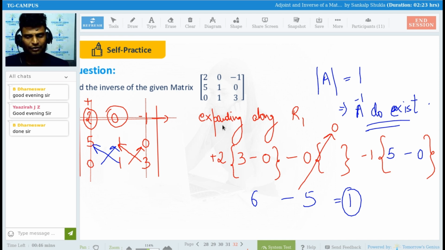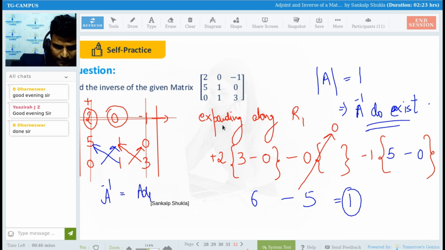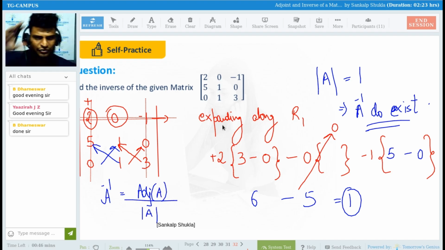Now you have to find A inverse. How? By using this formula: A inverse is equal to adjoint of A upon determinant A. Just find adjoint of A and divide each and every element by 1. Obviously, it will be adjoint of A only, right? Yes. Find the adjoint quickly, everyone. Harimesh, this is clear to you? Yes. Completed.